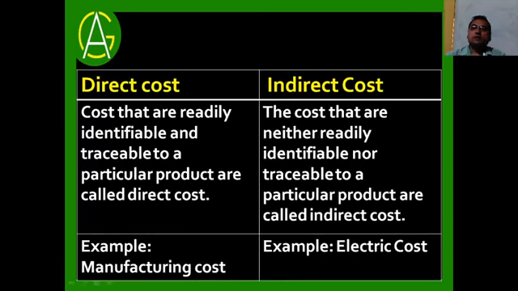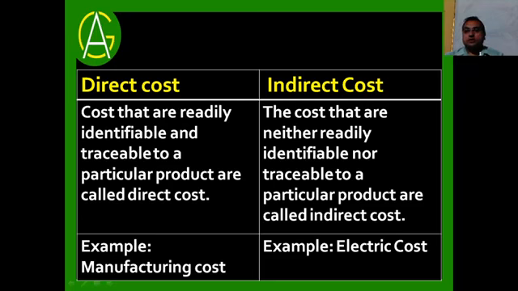Another concept is direct cost and indirect cost. Direct cost means the costs which are readily identifiable and traceable to a particular product. They are considered as direct cost. It means that by seeing the product, you can identify that this particular cost must have been incurred. So that is considered as direct cost.